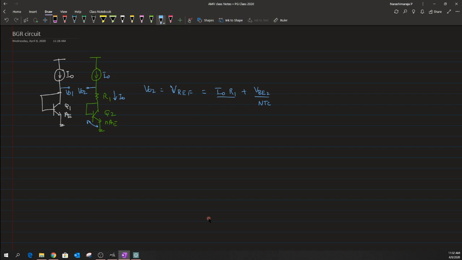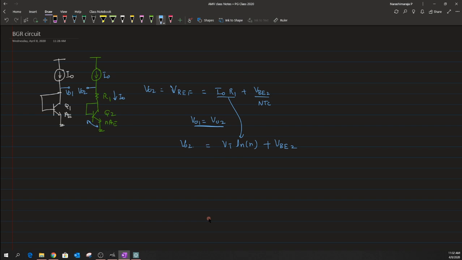In order to get that, one has to ensure that the potential of VO1 is made exactly equal to the potential across VO2, then one could replace this combination of I naught into R1 with a value which is, I think, Vt ln of n. So this combination of I naught into R1 could then be replicated as this quantity, provided I am able to satisfy this relation. And then we have this VB2.